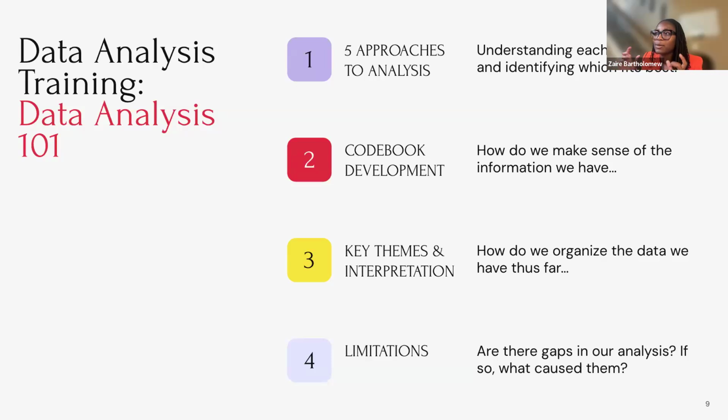And so surrounding that specific question is, how do we make sense of the information we have? So we have all of our photos, we have our captions, we have our interviews and all the data with us, but how do we make sense of what our participants were telling us? And so from there, we were able to go into our key themes and interpretation. And that looked like, now that we know what the data is telling us, how do we organize it in a way that makes sense to us and also to our readers in our future manuscript writing.